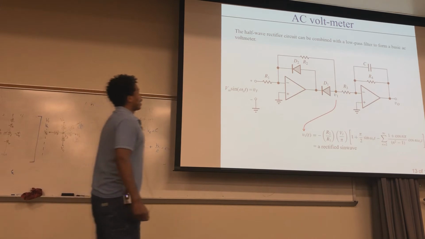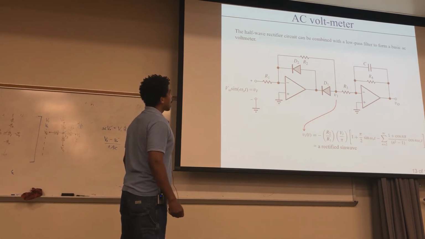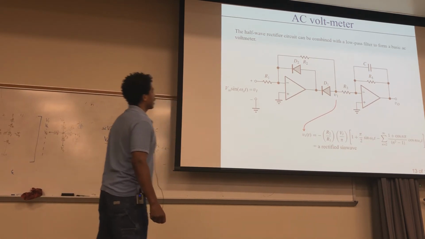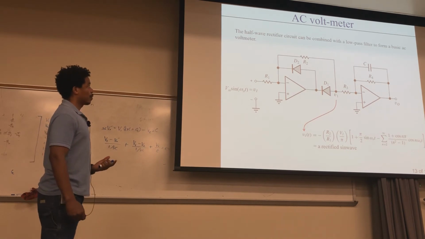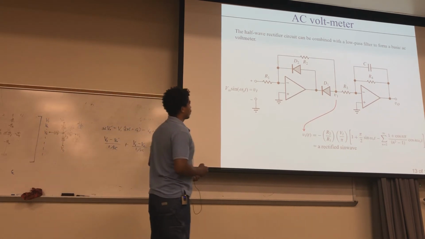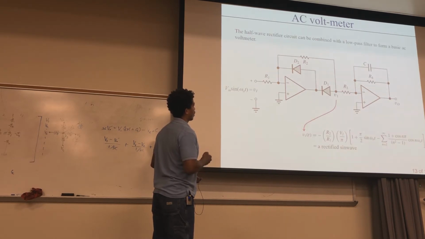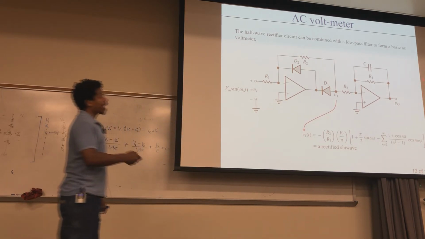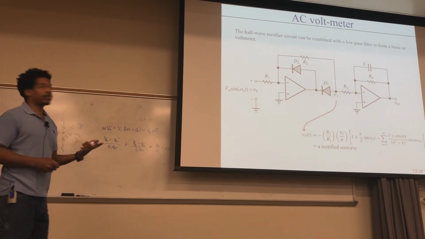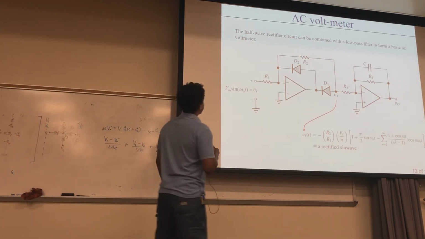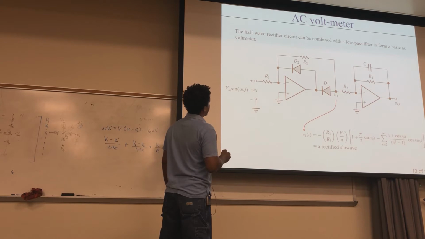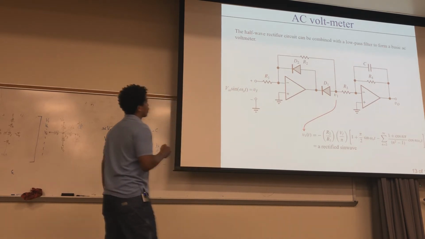Okay, so here's an example of an AC voltmeter, and it's sort of similar to what we just saw before, except comparing the two, you can see the directions of the diodes right here compared to this right here. They're in the other directions. And also you're going to add on this low pass filter. Okay, so what you're trying to do is make a voltage meter. So this is a half wave rectifier circuit, which is right here. It could be combined with a low pass filter to form a basic voltmeter.